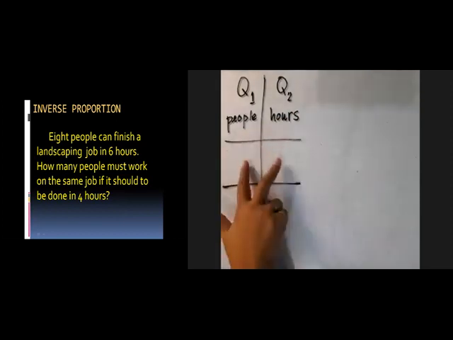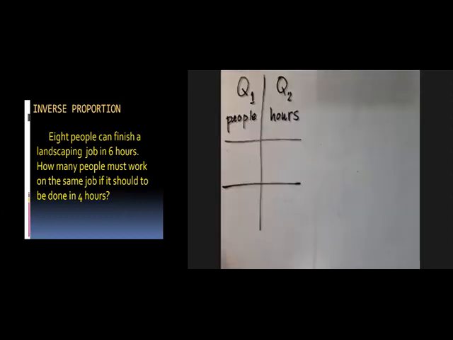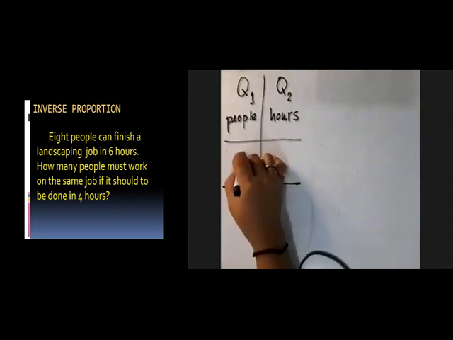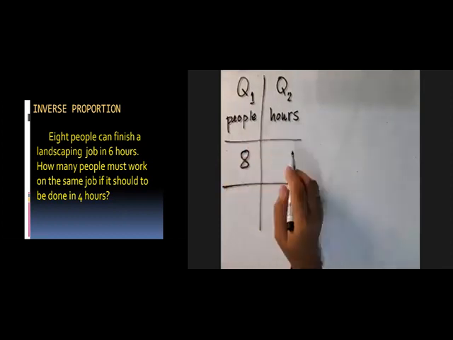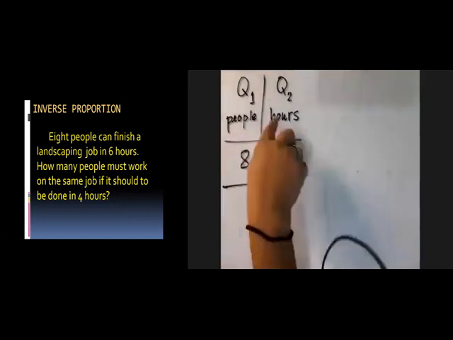So let's just fill in our first row of our table para sa values natin. It says there, 8 people can finish a landscaping job in 6 hours. So yan ang una nating pares. We have people to hour ratio.